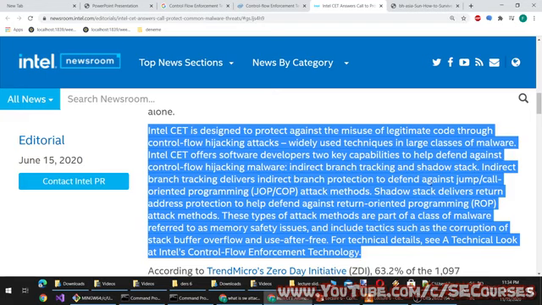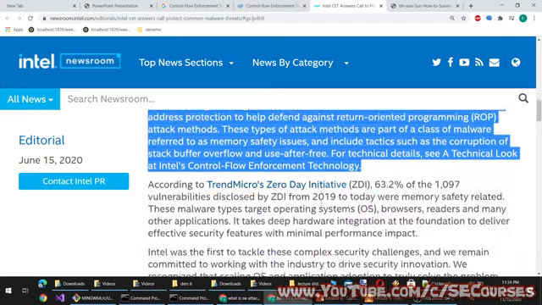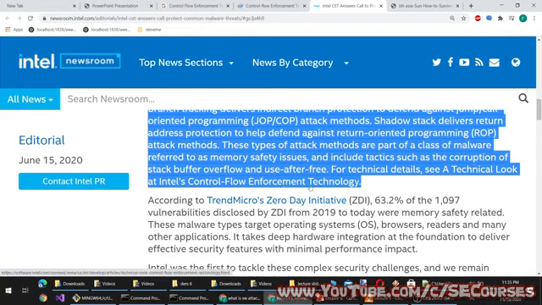These types of attack methods are part of a class of malware referred to as memory safety issues, and include tactics such as the corruption of stack buffer overflow and use after free. For technical details, see a technical look at Intel's control flow enforcement technology.